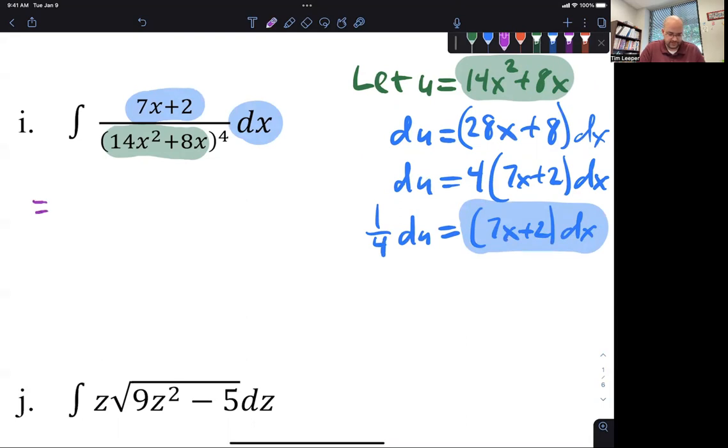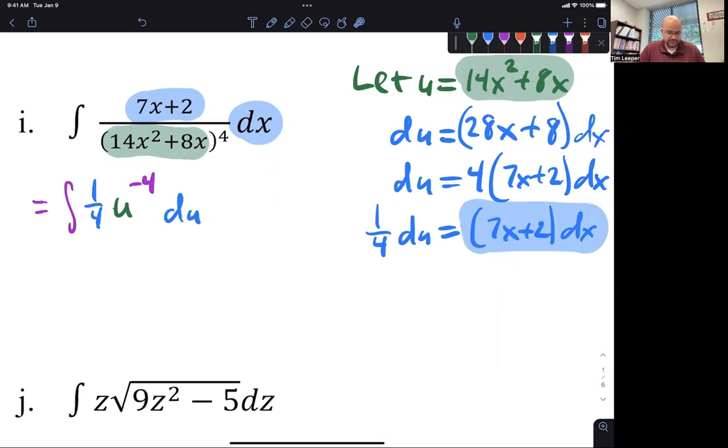Now, the antiderivative then is the integral of (7x plus 2) times dx. Well, that's 1/4 du. So I'm going to put the 1/4 and the du here. And this is u to the 4th power in the denominator, but I'm going to go ahead and move it to the numerator as a u to the -4 power. Oops, sorry. There we go. So the stuff in purple is the stuff that did not change, and blue and green is the stuff that did change here.